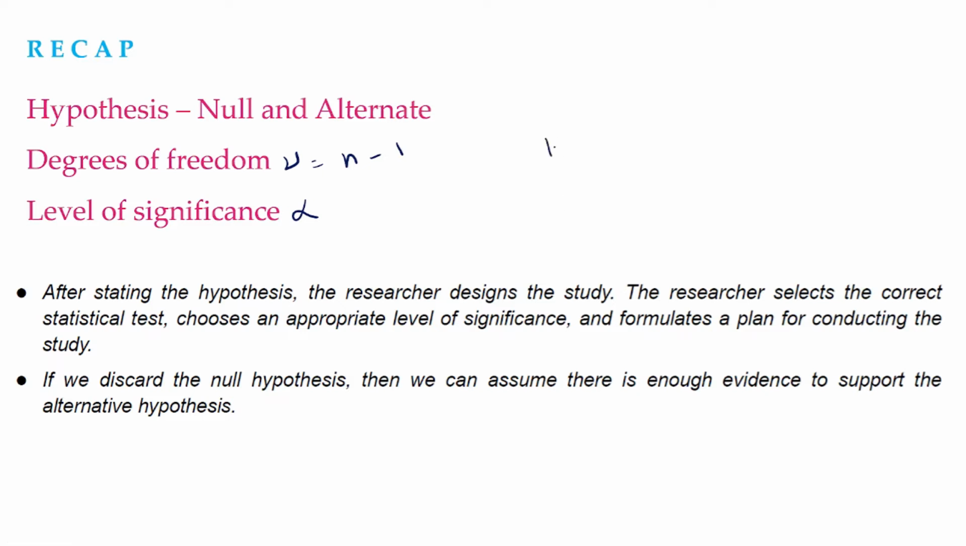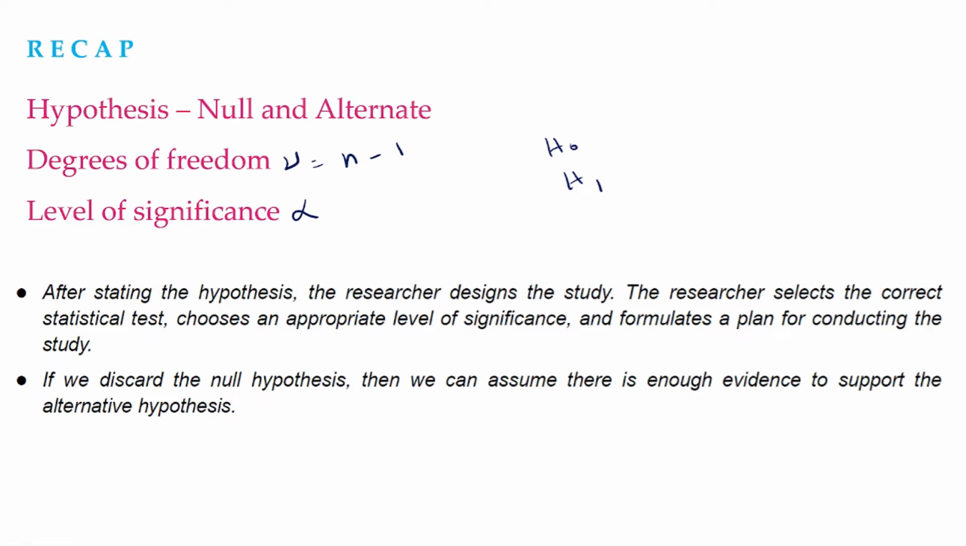So the researcher will write the null and the alternate hypothesis. Sometimes there are chances that the researcher will reject H0 when it is true. That probability of rejecting H0 when it is true is called level of significance. So it is given by alpha. So all these we have seen in the previous video.